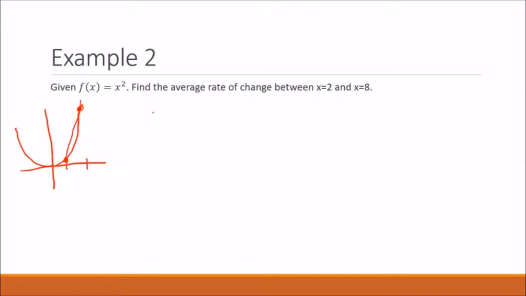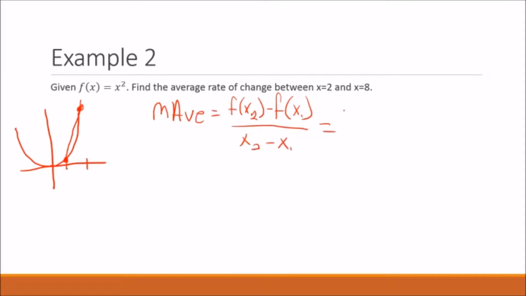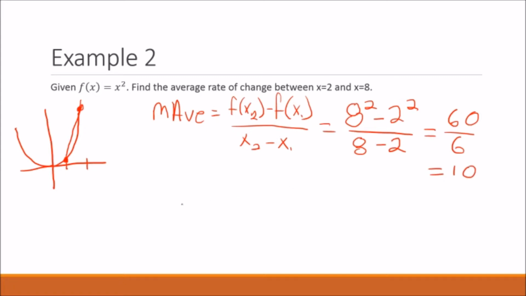So how we find that is we look at MAV is equal to f of x2 minus f of x1 divided by x2 minus x1. Well, f of x2 would be 8 squared minus f of x1 would be 2 squared divided by x2, which is 8, minus x1, which is 2. So this would be 64 minus 4, which is 60, divided by 8 minus 2, which is 6. So this is equal to 10. So we have the average rate of change, MAV, is equal to 10.